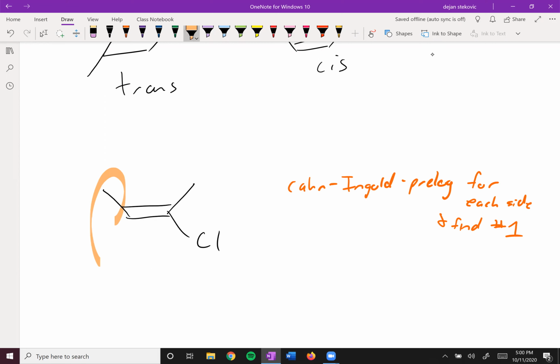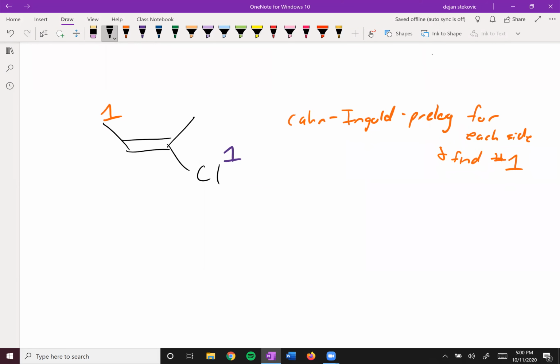So for example, on the left side here, we have a methyl and a hydrogen. So this methyl is number one. And then on this other side, we have this chlorine and then a methyl. The chlorine will be number one. And so then they're on opposite sides. And so when they're on opposite sides, we call them E.